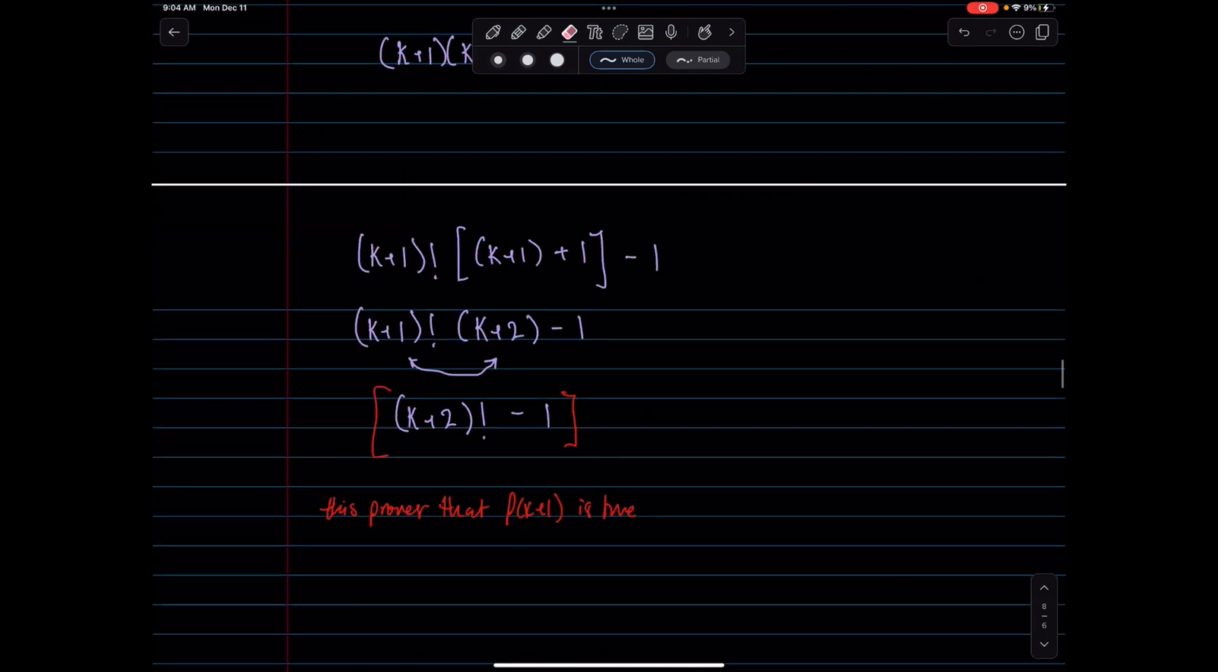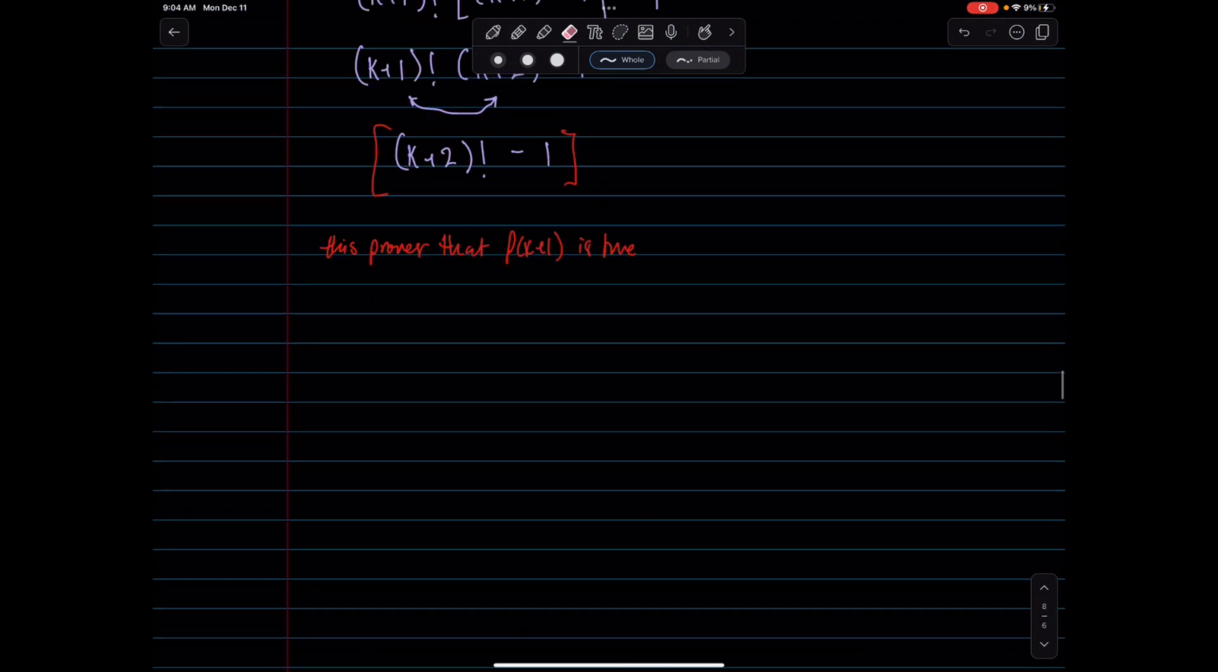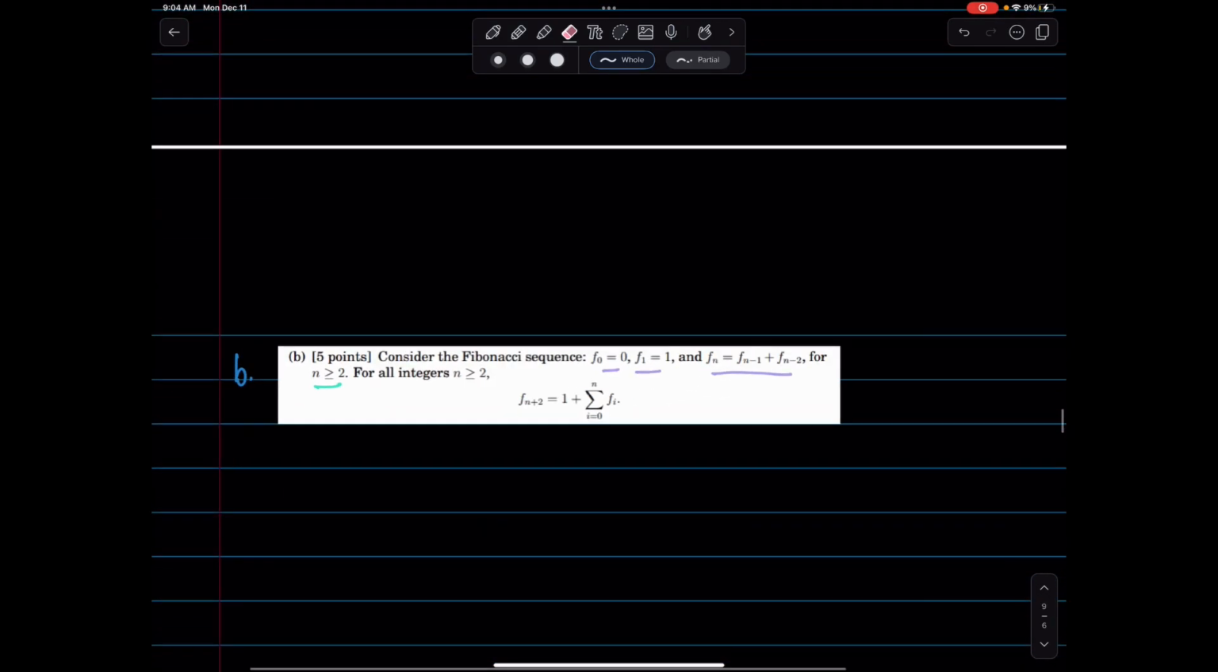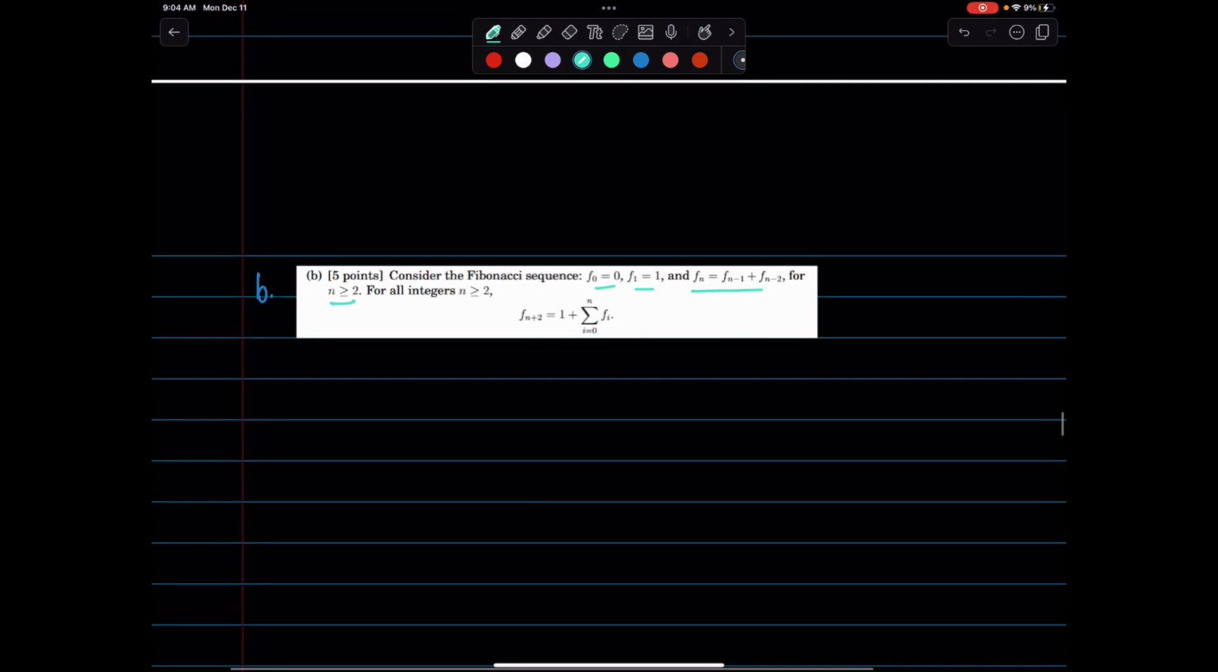Alright, so for this question, we have to do mathematical induction on the Fibonacci sequence, where f of 0 is 0, f of 1 is 1, and fn is fn minus 1 plus fn minus 2 for all n greater than or equal to 2.